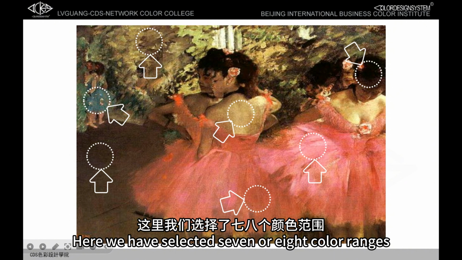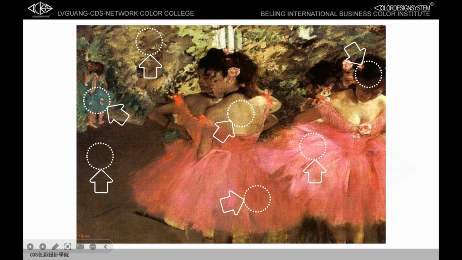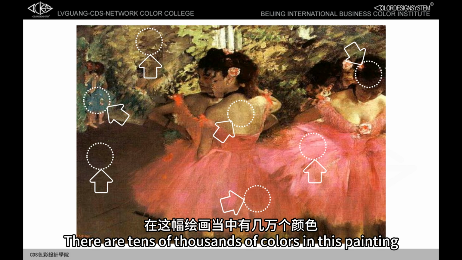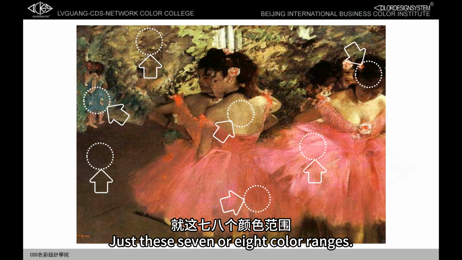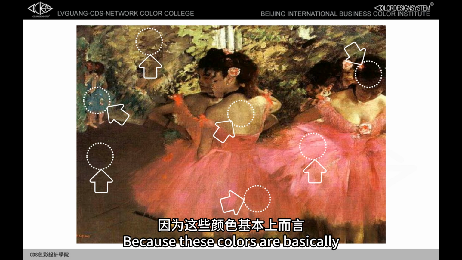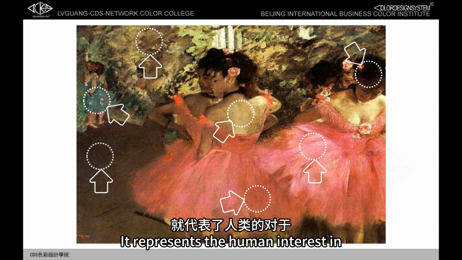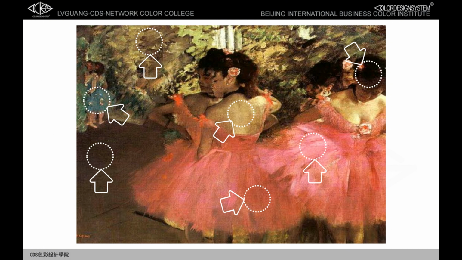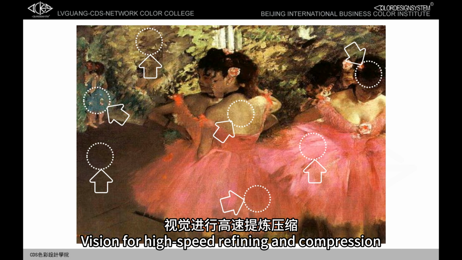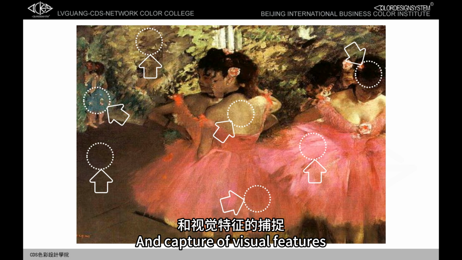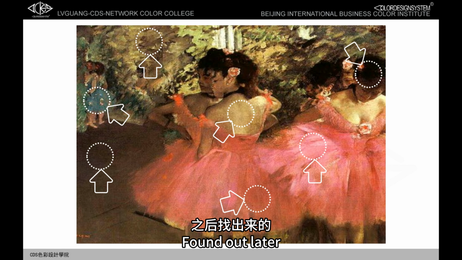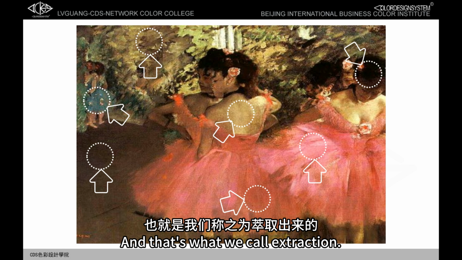Here we have selected 7 or 8 color ranges. As I said earlier, there are tens of thousands of colors in this painting. But why did we take out just these 7 or 8 color ranges? Because these colors represent the human interest in vision, for high-speed refining and compression, and capture of visual features. That's what we call extraction.